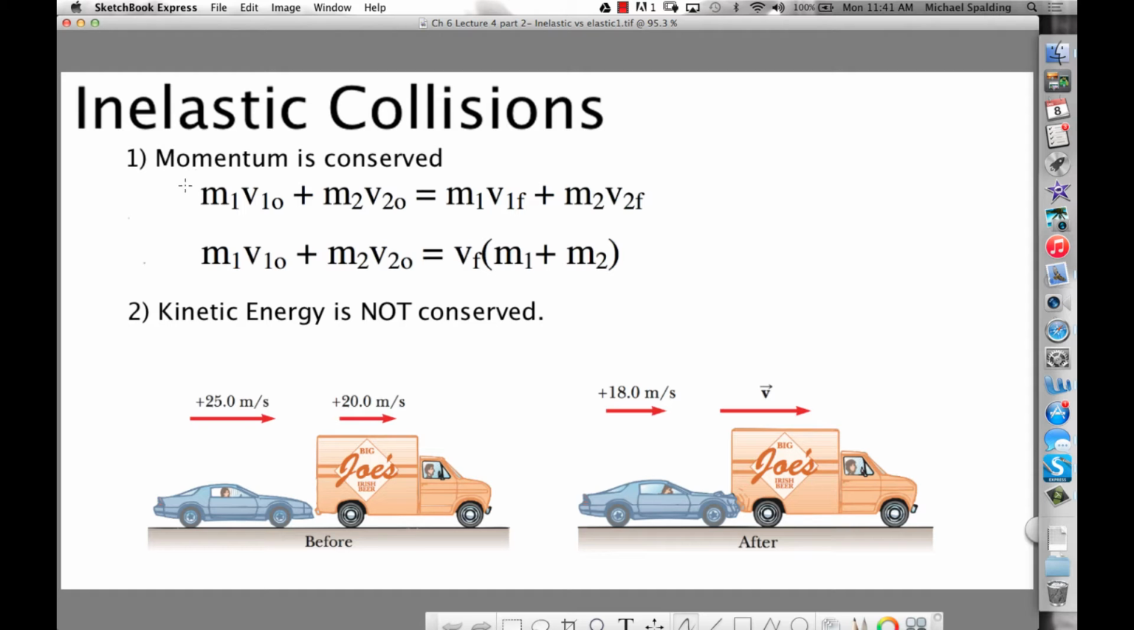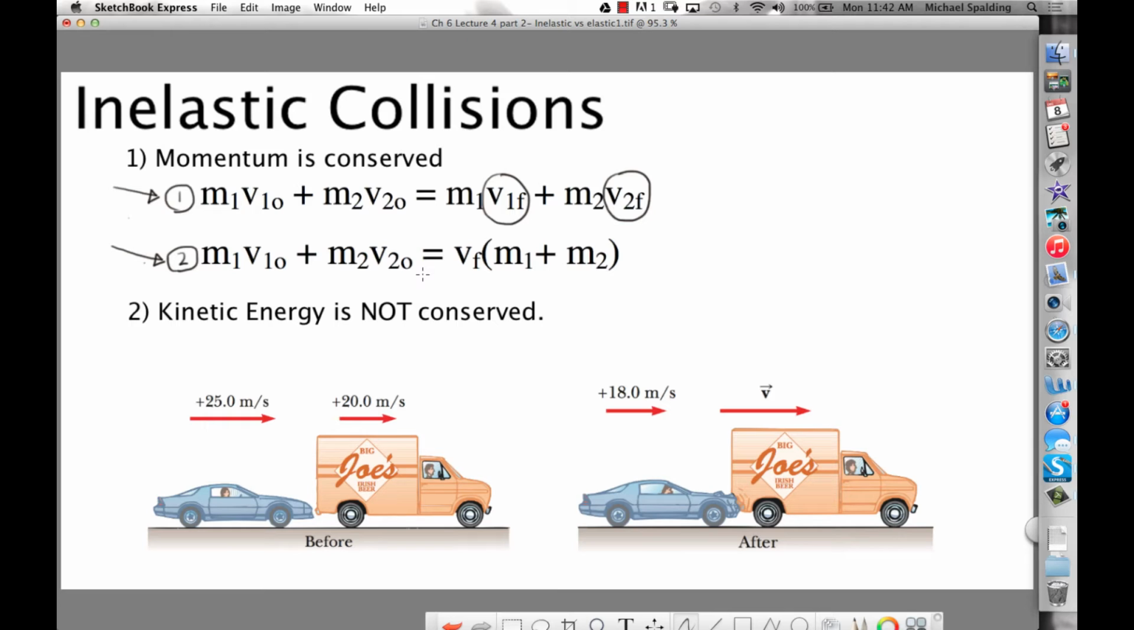So in an inelastic collision, like I just said, momentum's conserved. Now notice I have two equations here for conservation of momentum. When would you use this first equation right here? This first equation is for when the objects do not stick together. And then this second equation is for when the objects do stick together. And I want you to recognize that these two equations are the same equation. It's just that in the second equation, if the objects stick together, then this velocity and that velocity are the same, and you can factor it out.